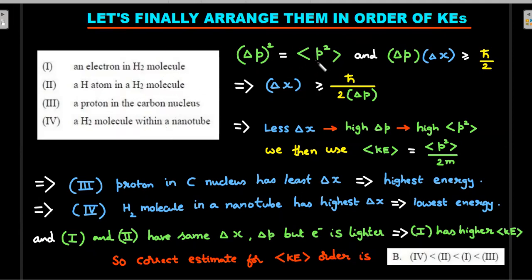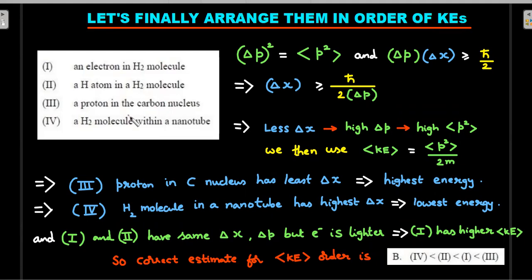Average momentum is 0, so I have this statistical relation, and I have the Heisenberg uncertainty principle here. The value of delta x is inversely related to the value of delta p, which is the uncertainty. So the lesser the value of delta x, the higher the value of delta p, which in turn means a higher value of p square average. And we all know the KE average is the average of p square by 2m.